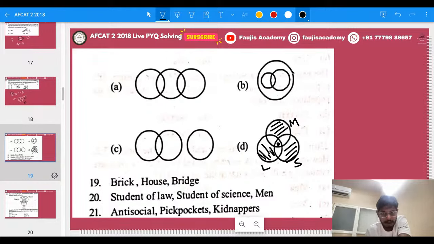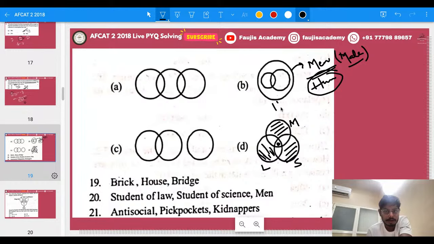You are saying all are men, in the sense that men means human or men means male. If your sense is men means human, the entire human race, then probably it could be the correct one.